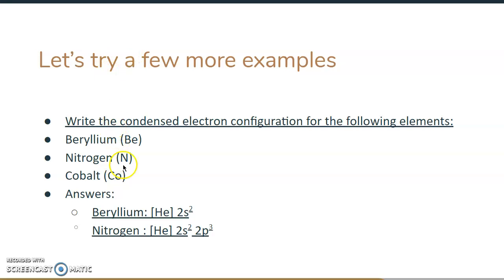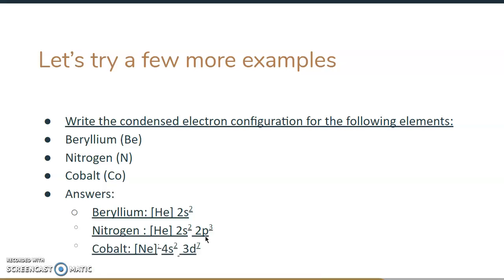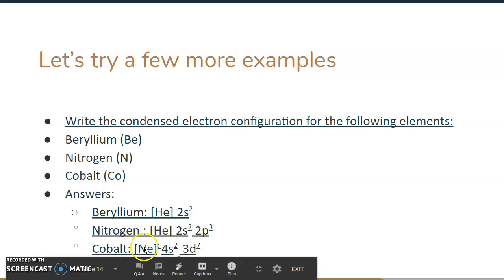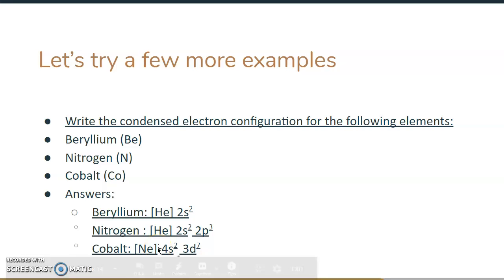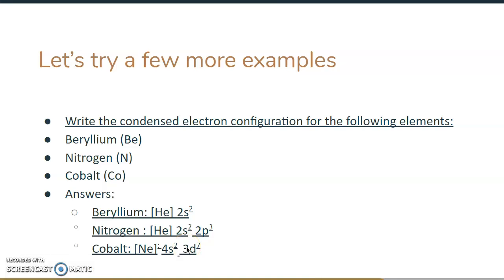But then another example, when we do nitrogen, we do helium, which is our last noble gas, our 2s2 block, and then 2p3 block. And then our last one was cobalt. When we did cobalt, neon was our last noble gas that we covered, and then 4s2, and then 3d7. So I hope some of those examples helped you see how we would write our full and condensed electron configurations.